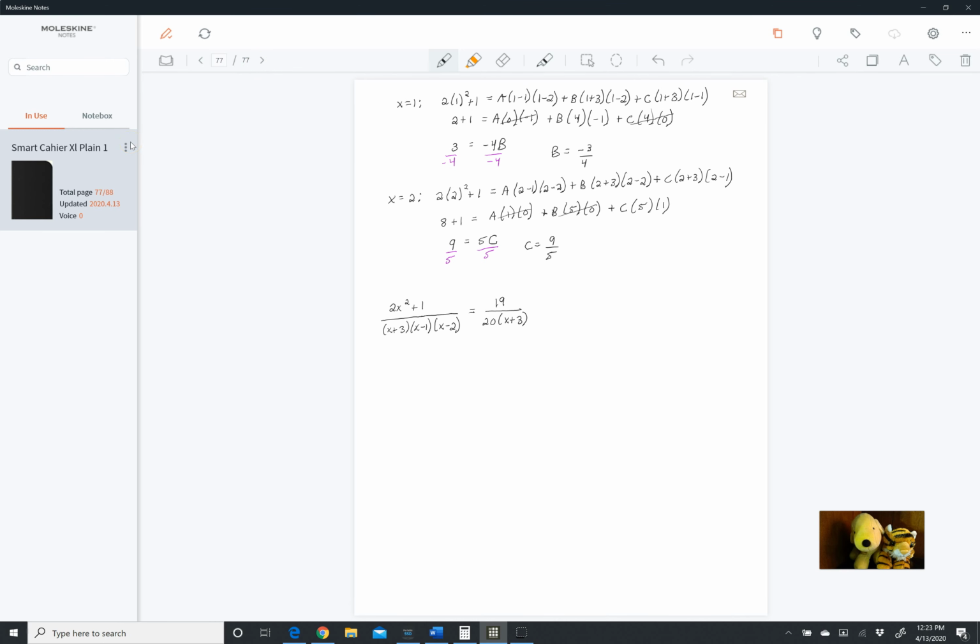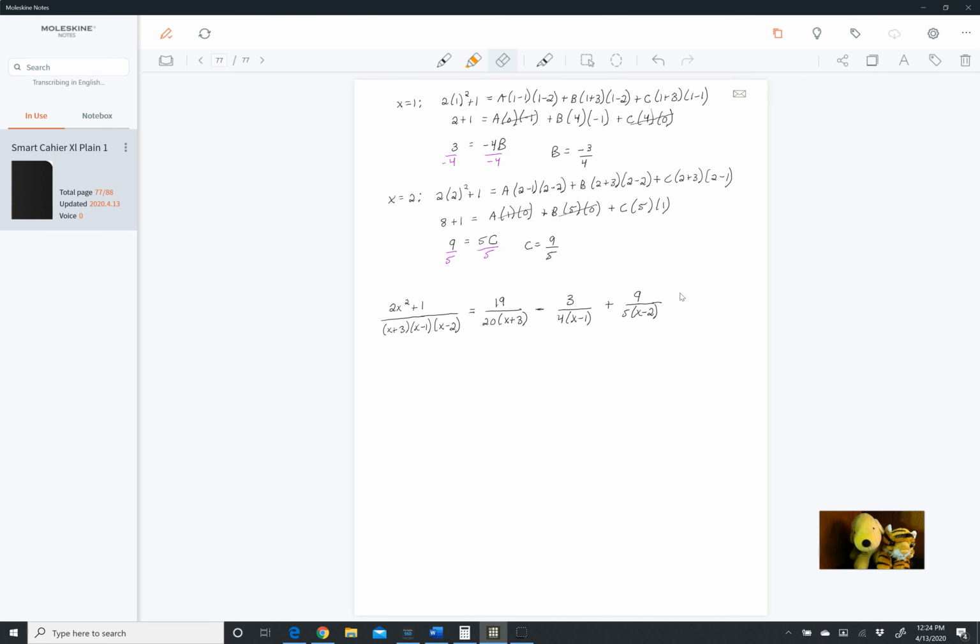So that means that b was negative 3 over 4, so I'm actually going to write it this way now with a minus. It's negative, so we're just going to change this to a minus. The 3 goes in the numerator. The 4 goes in the denominator with the x minus 1. And then we have c is 9 over 5. So that's positive. The 9 goes in the numerator, and the 5 goes in the denominator with the x minus 2. And that would be our final answer here.